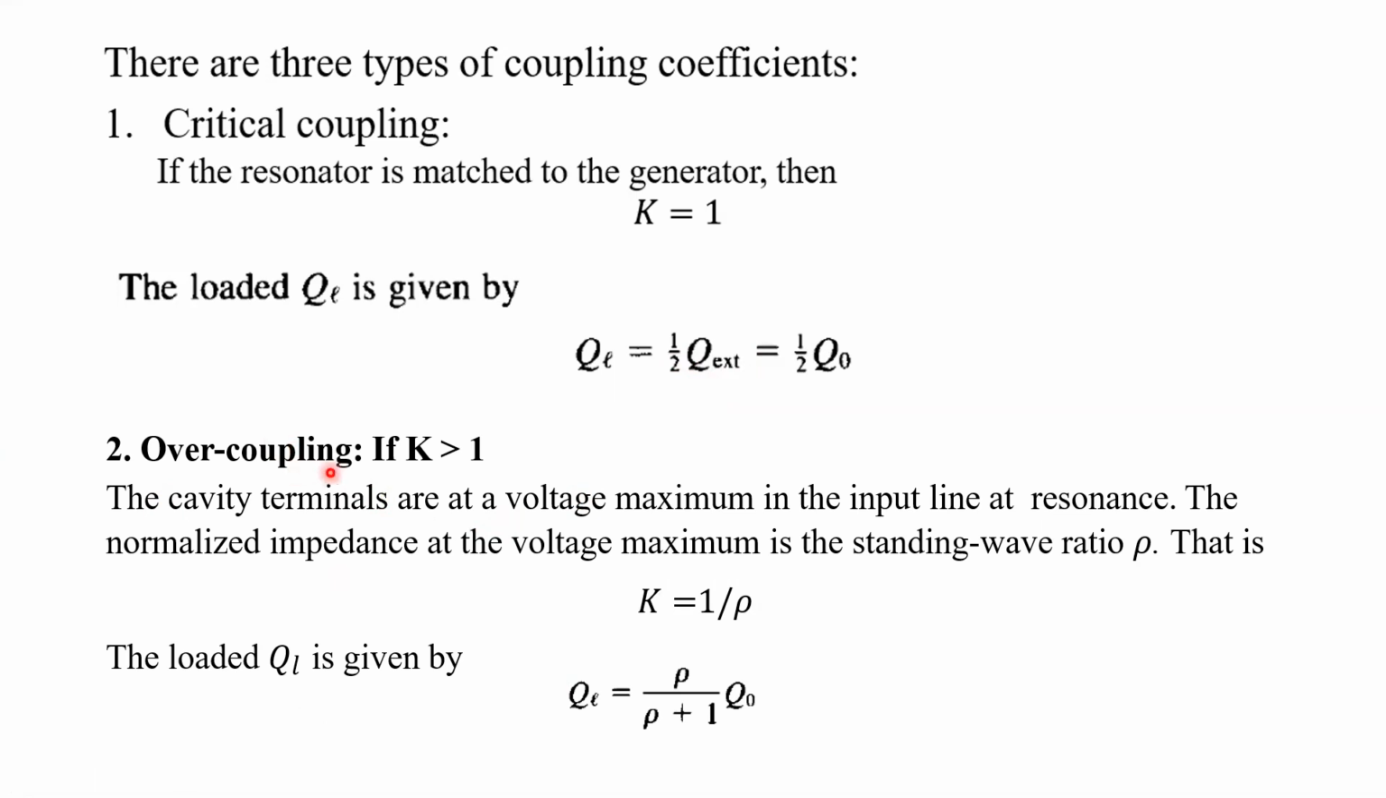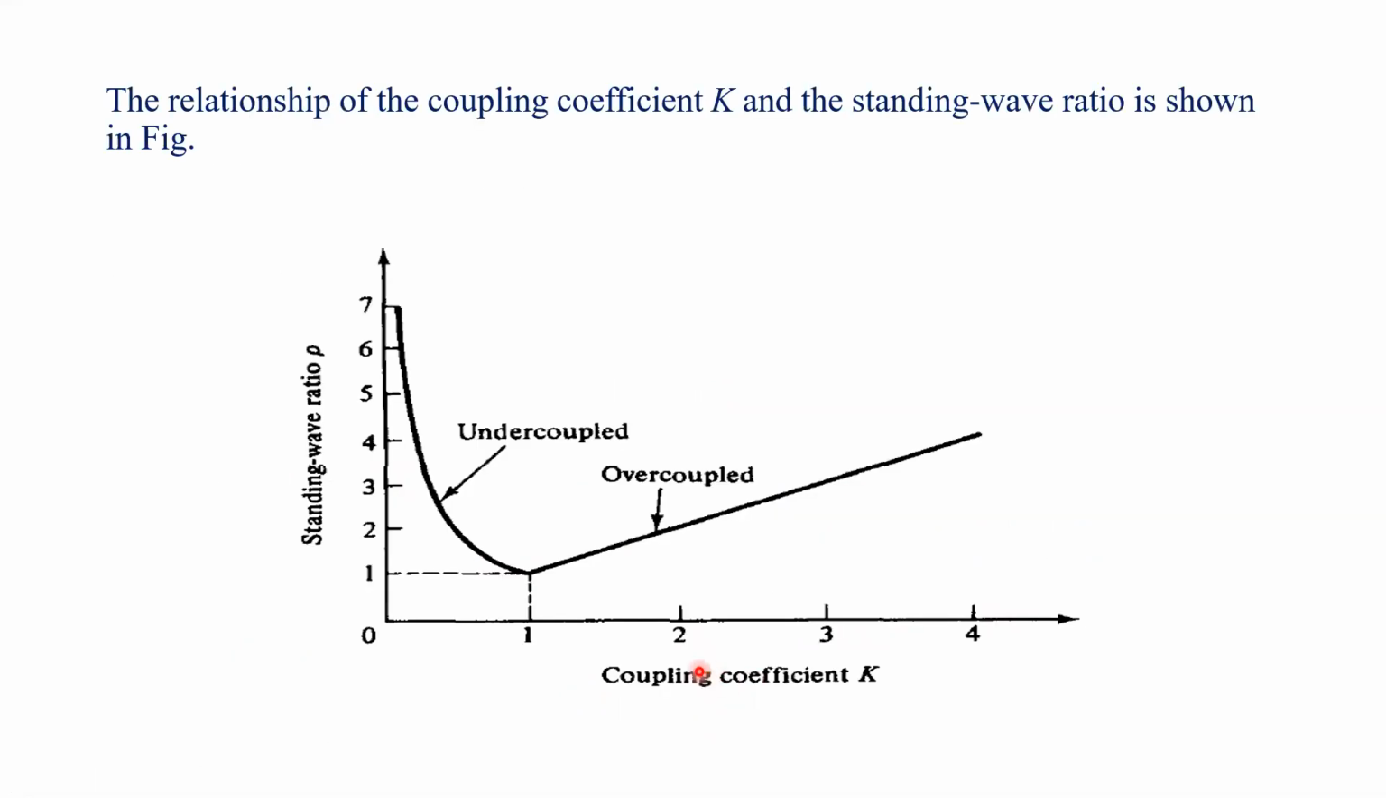The second one is overcoupling. If K is greater than 1, the cavity terminals are at voltage maximum in the input line at resonance. The normalized impedance at the voltage maximum is the standing wave ratio rho. It is given by K equal to rho. The loaded QL is given by QL equal to rho by rho plus 1 into Q naught.